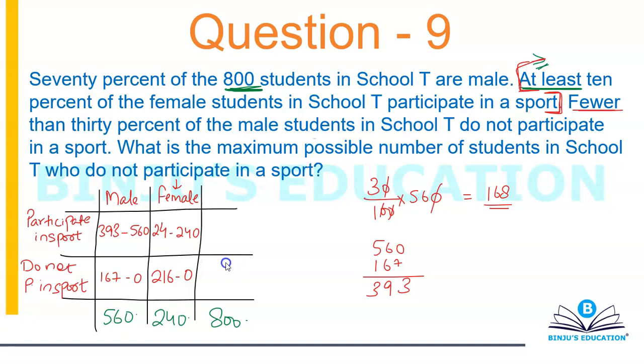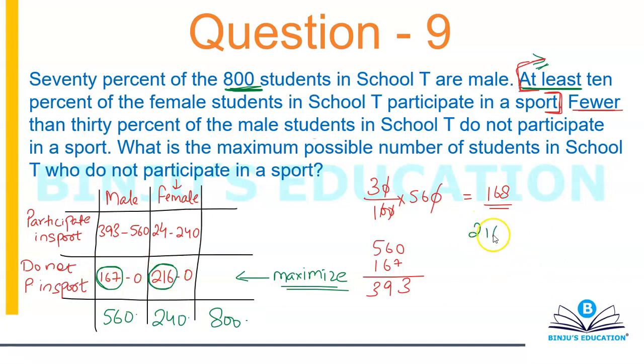Now what's the question? What is the maximum possible number of students in school who do not participate in sport? That is, in this question, they're basically asking us to maximize this value. So take the maximum possible value of male who do not participate and take the maximum value of female who do not participate. Now add them up.